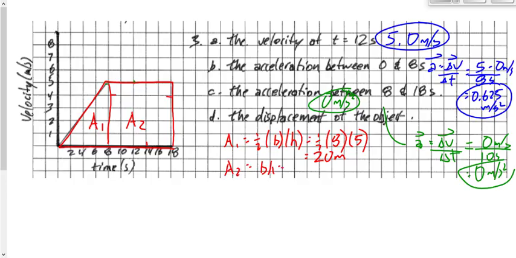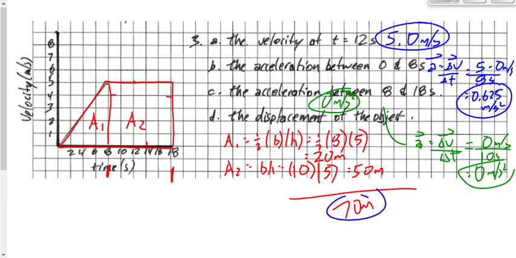And then let's find the area 2. It's a rectangle, so it's base times height. The base goes from 8 to 18. What's that base? If we're going from 8 to 18, it's 10. And the height is still 5. So we're going to say 10 times 5 is 50. Now, what's the total displacement? 70 meters.